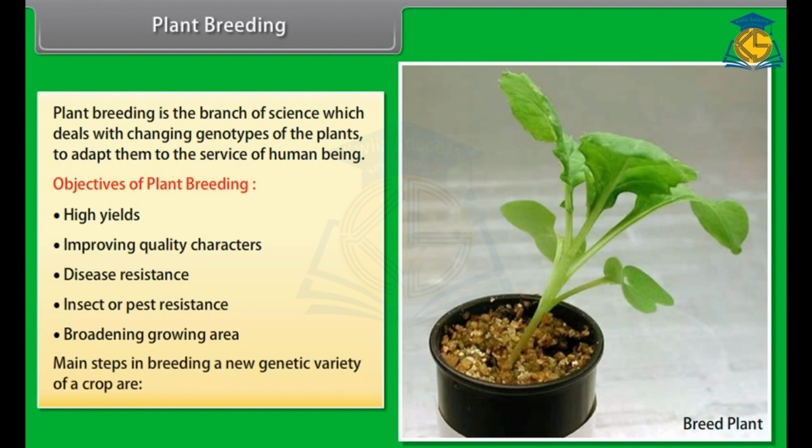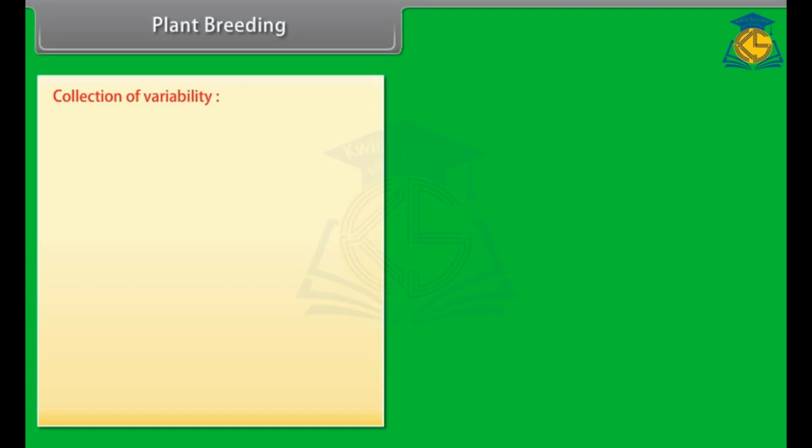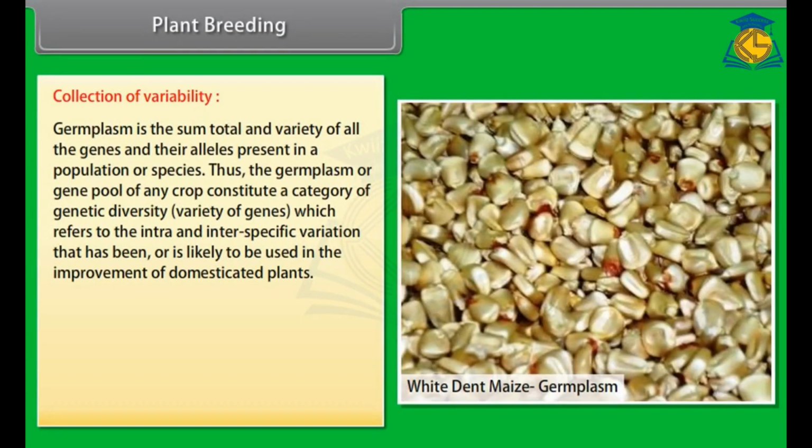Main steps in breeding a new genetic variety of crop are: collection of variability. Germplasm is the sum total and variety of all the genes and their alleles present in a population or species. Thus, the germplasm or gene pool of any crop constitutes a category of genetic diversity, that is, variety of genes, which refers to the intra- and interspecific variation that has been or is likely to be used in the improvement of domesticated plants.